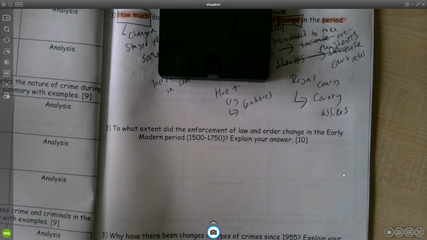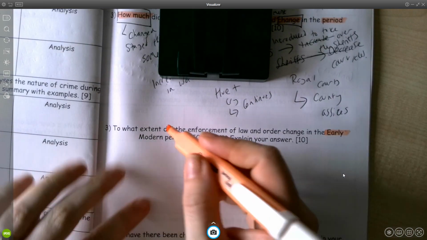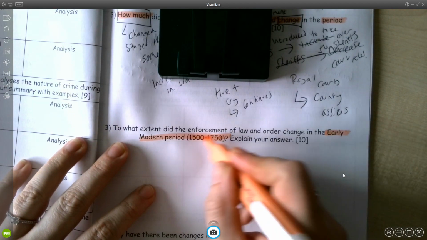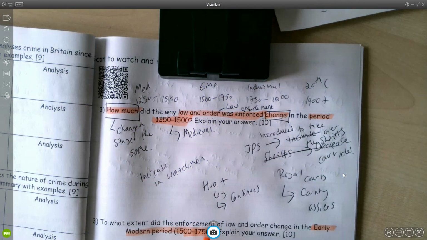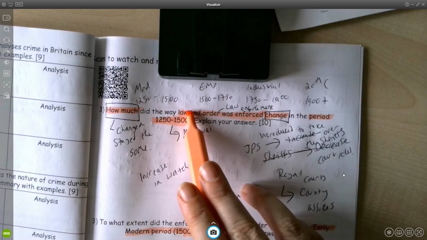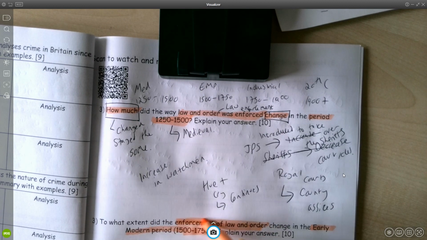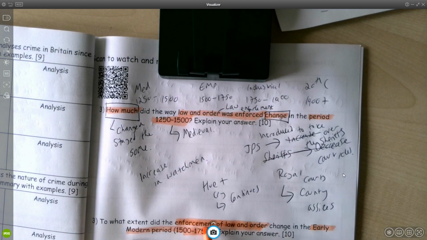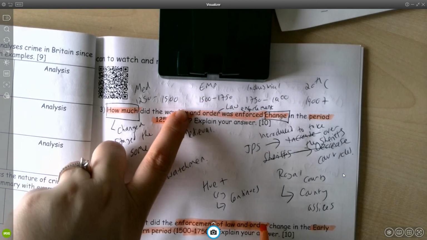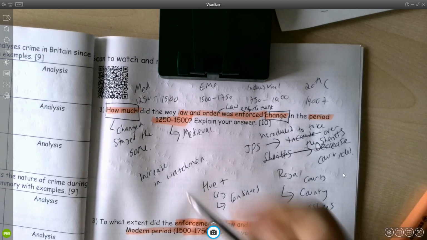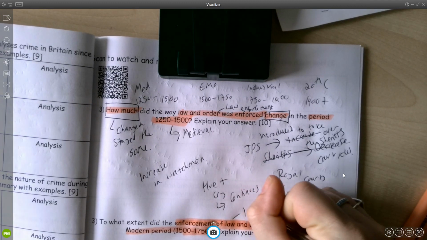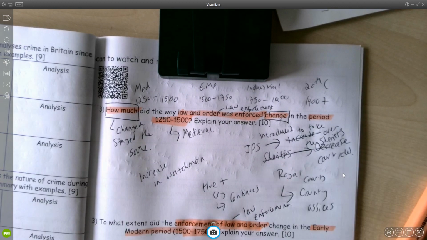Okay, so again, let's pick out the time period. Now this one, they actually give you the time period. Can you notice how they have the same question pretty much, but it's again law enforcement, but here they've called it enforcement of law and order. So if you see enforcement of law and order, or law and order was enforced, it's talking about law enforcement. And once again, it's about how law enforcement changed in the early modern period.